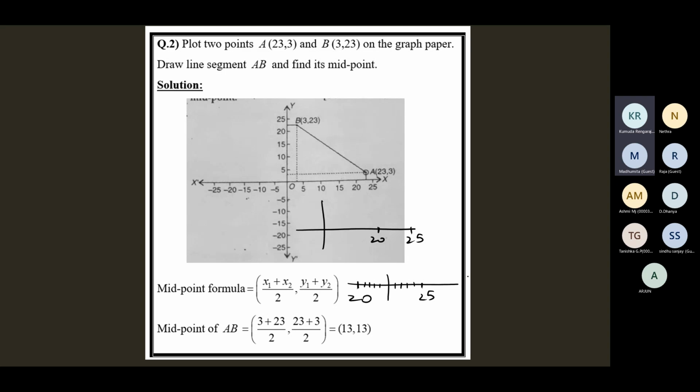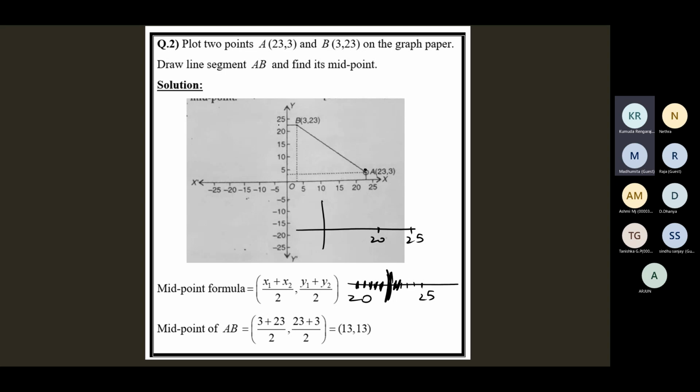So the distance between 20 and 25 is 5. I've told you, always divide by 10. Between 20 and 25, the difference is 5. 5 by 10 is 0.5. So each subdivision, you should jump by 0.5. So this is 20, this will be 20.5, add 0.5, 21, 21.5, 22, 22.5, 23. This is 23. That's what they have marked here.